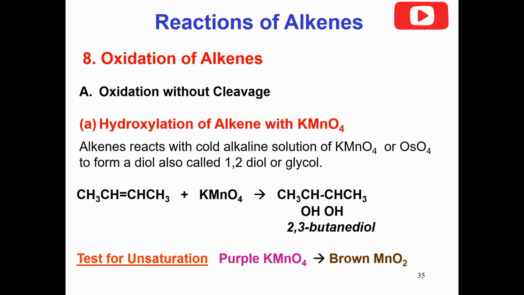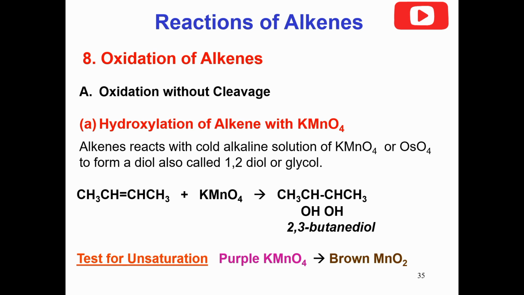Another reaction that alkenes undergo is oxidation reaction. This oxidation reaction can be without cleavage or with cleavage. Oxidation without cleavage, first, is hydroxylation of alkene with permanganate. So when you see a reaction of an alkene and a cold alkaline solution of permanganate is added, the product you're going to obtain from this reaction is a diol.